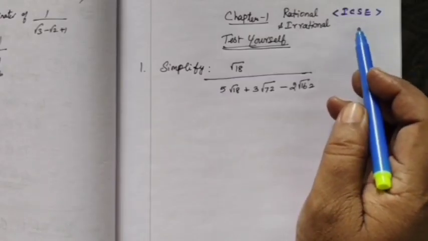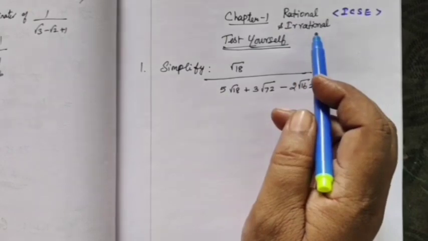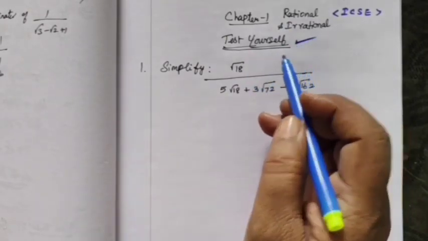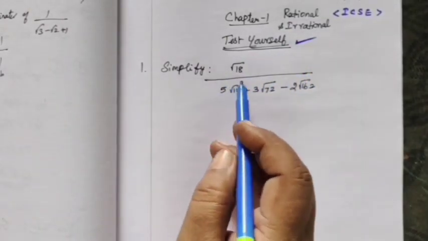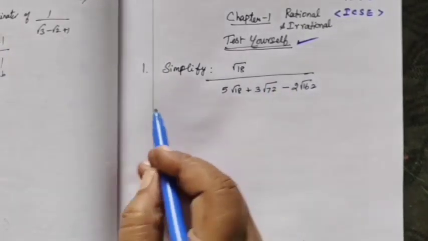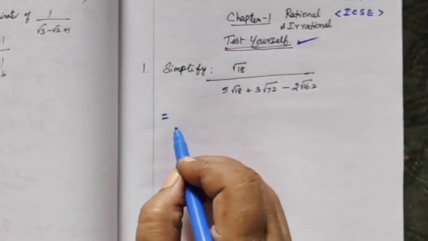9 ICSE syllabus, chapter 1, rational and irrational numbers, test yourself. Simplify root of 18 by this one. First simplify root of 18.